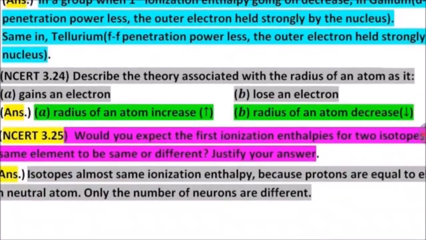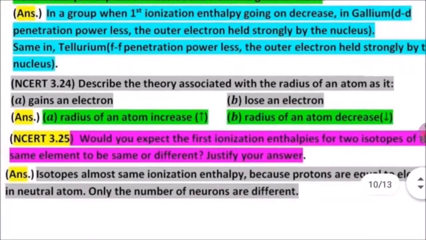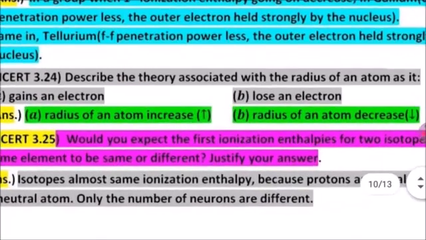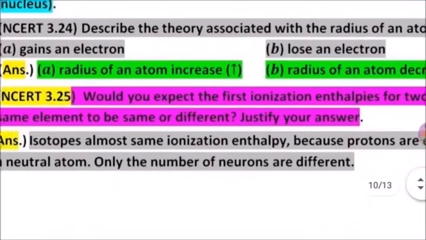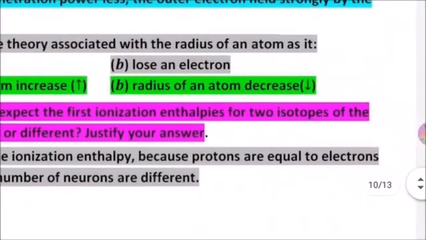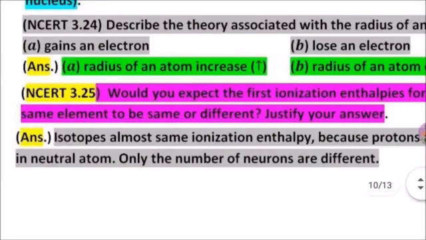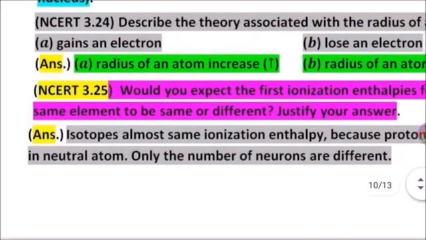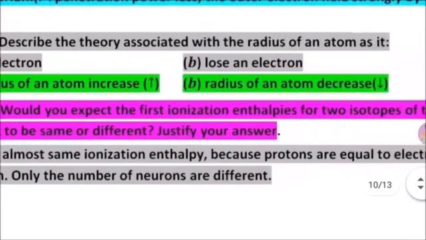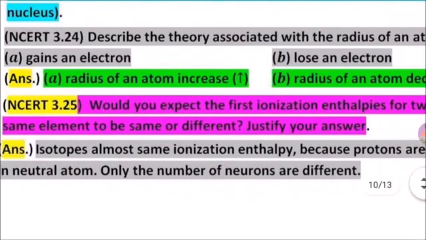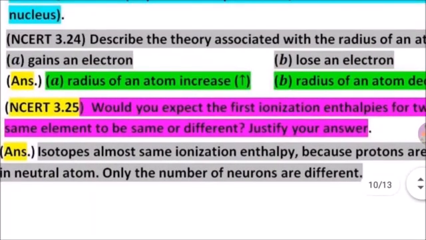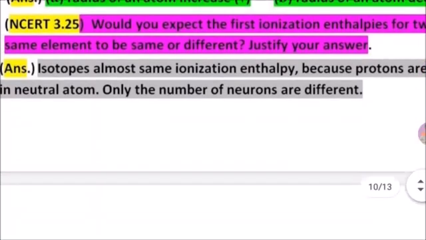Question 3.24: describe the theory associated with the radius of an atom as it gains an electron and loses an electron. When it gains an electron, the radius of the atom increases, but when it loses an electron, the radius of the atom decreases. Would you expect the first ionization enthalpy for two isotopes of the same element to be the same or different? Justify your answer. Isotopes have almost the same ionization enthalpy because protons are equal to electrons in neutral atoms, so only the number of neutrons is different. So isotopes have similar ionization enthalpy, there is no variation in it.